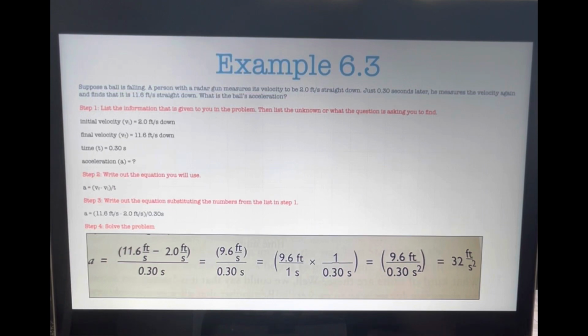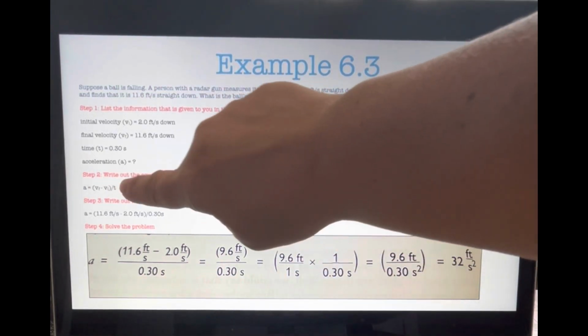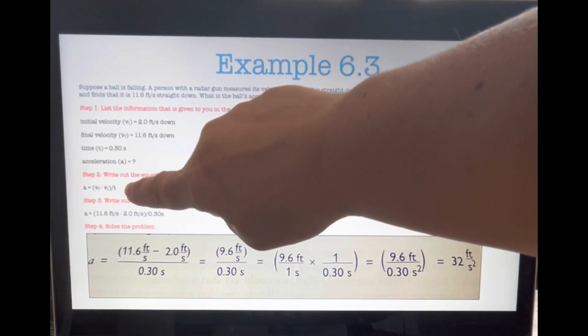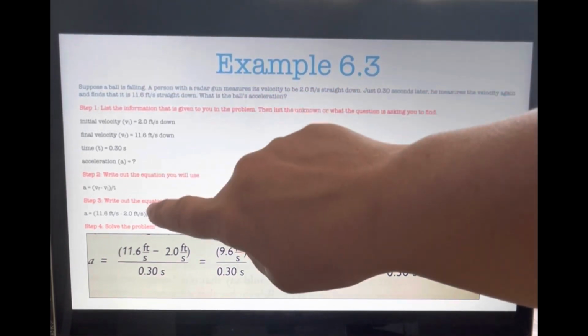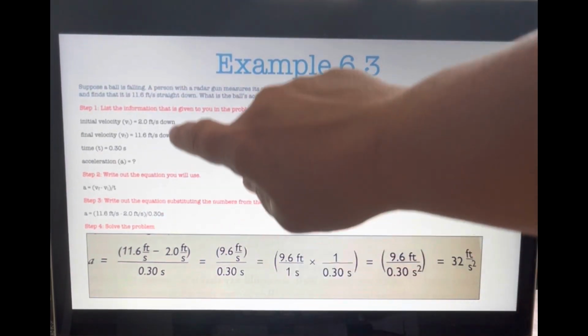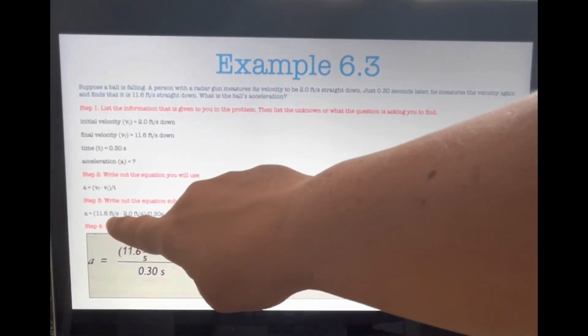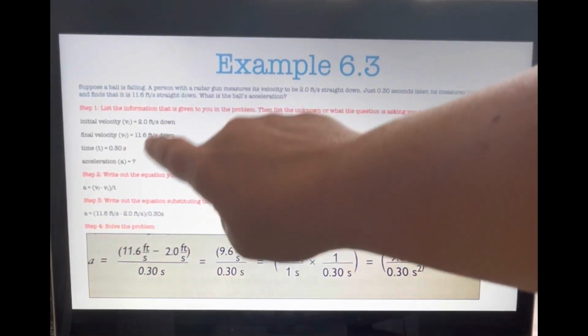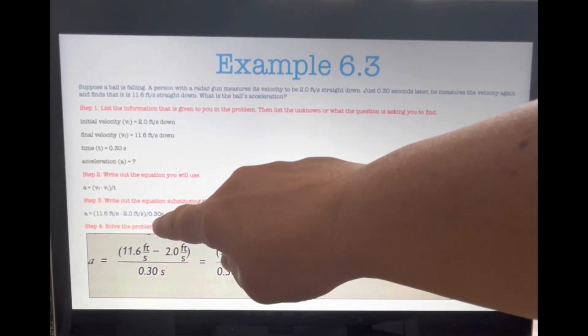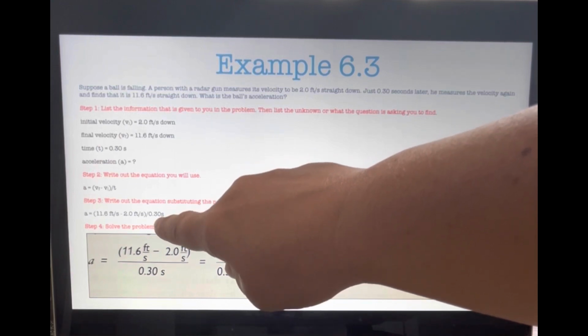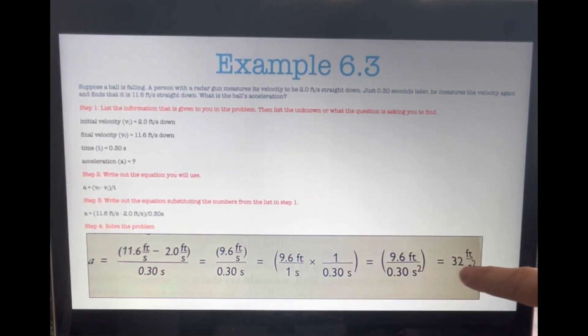Step 2, write out the equation you're going to use. So we're going to use acceleration is final velocity minus initial velocity divided by time. Step 3, substitute the numbers in from up here. So we have final velocity, 11.6 feet per second, minus initial velocity, 2 feet per second, divided by 0.3 seconds. So we solved the problem. The acceleration can be expressed as 32 feet per second squared downward.